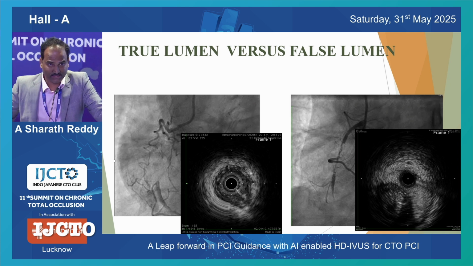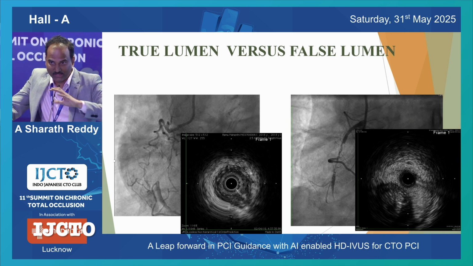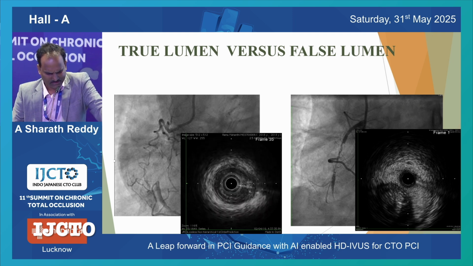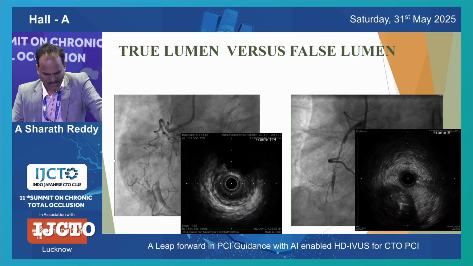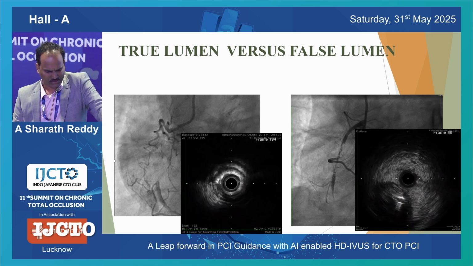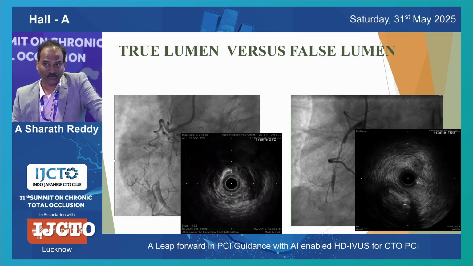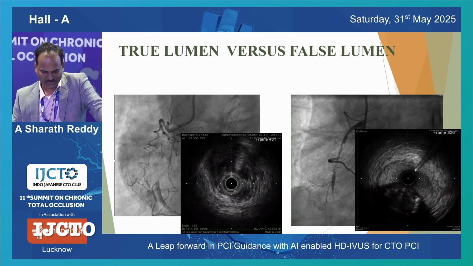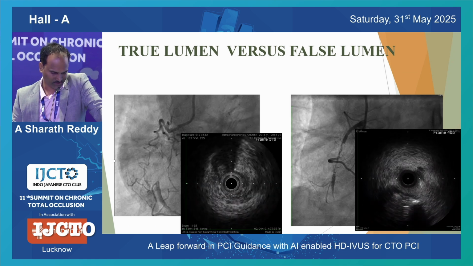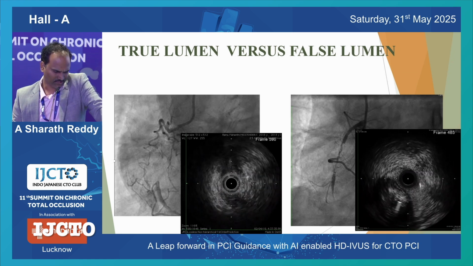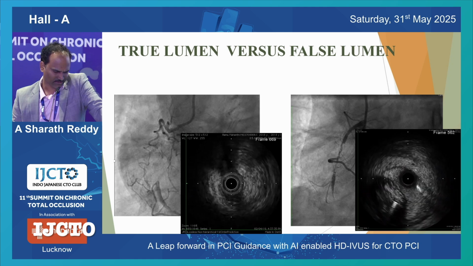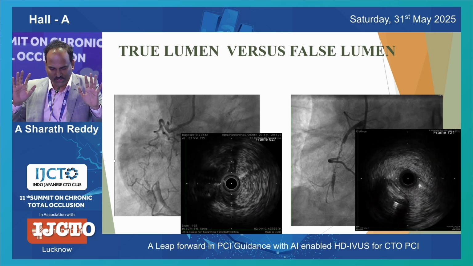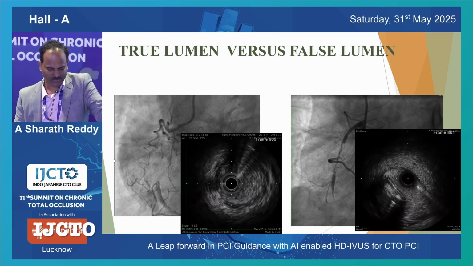And next is identifying true lumen and false lumen, and identifying where things are sitting in true lumen and false lumen. You can see this is non-HD, and this one is HD. You see the difference, how clearly you can make out true lumen. See here, this is in false lumen, anti-grade IVUS, and this is the true lumen in which your retrograde wire is sitting. You see here, this is a false lumen, and this is a true lumen. You can identify, but the image is not so clear. And here it is very clear.